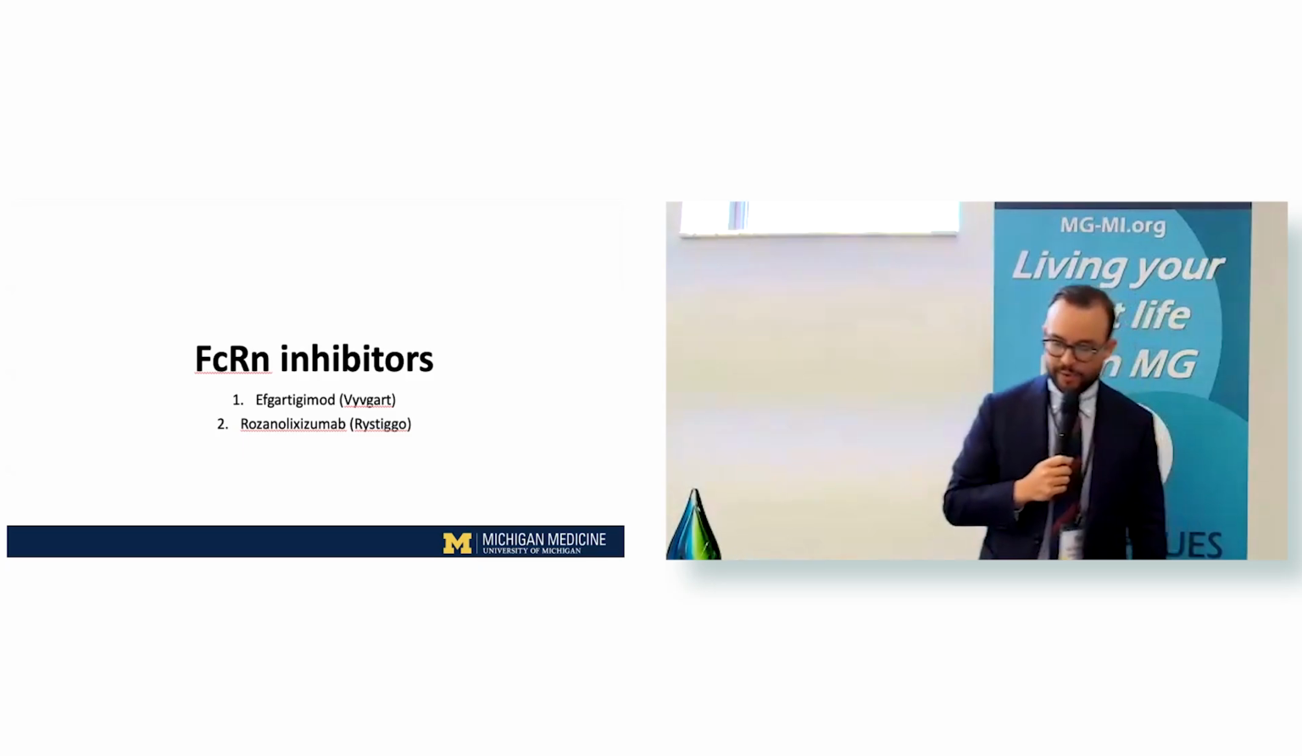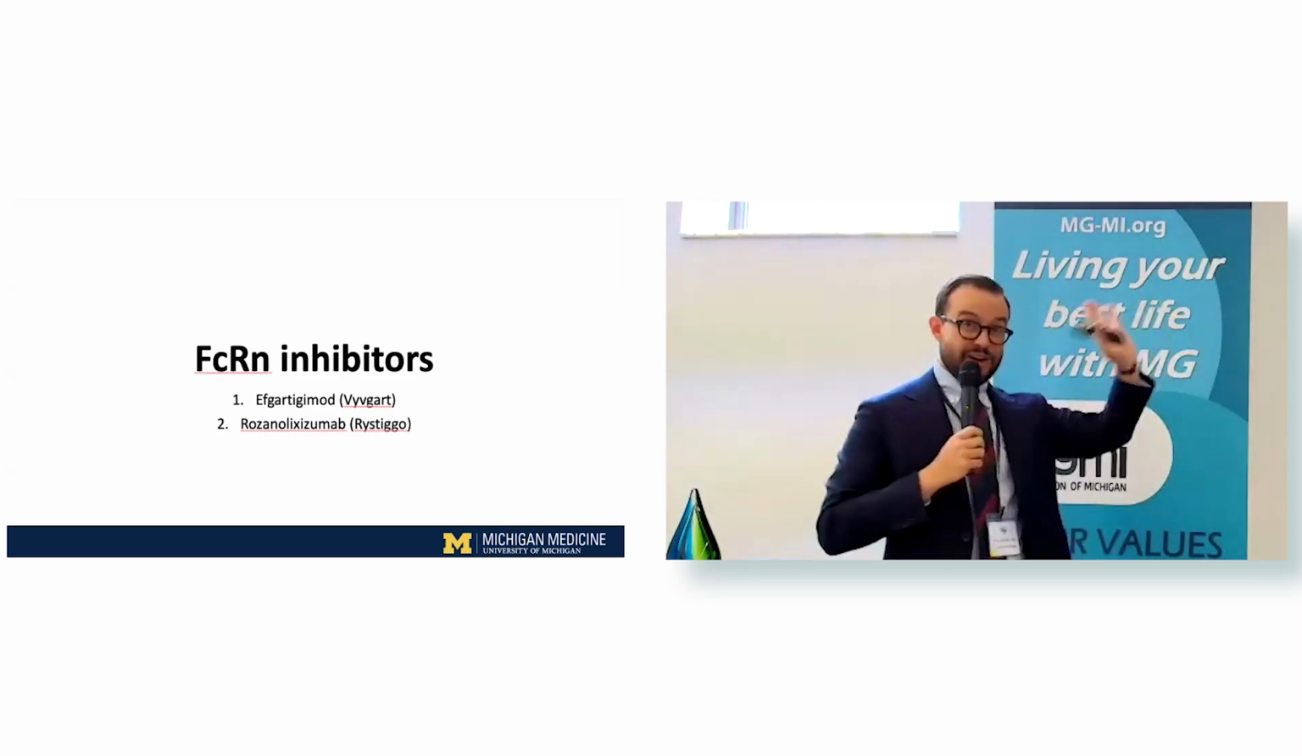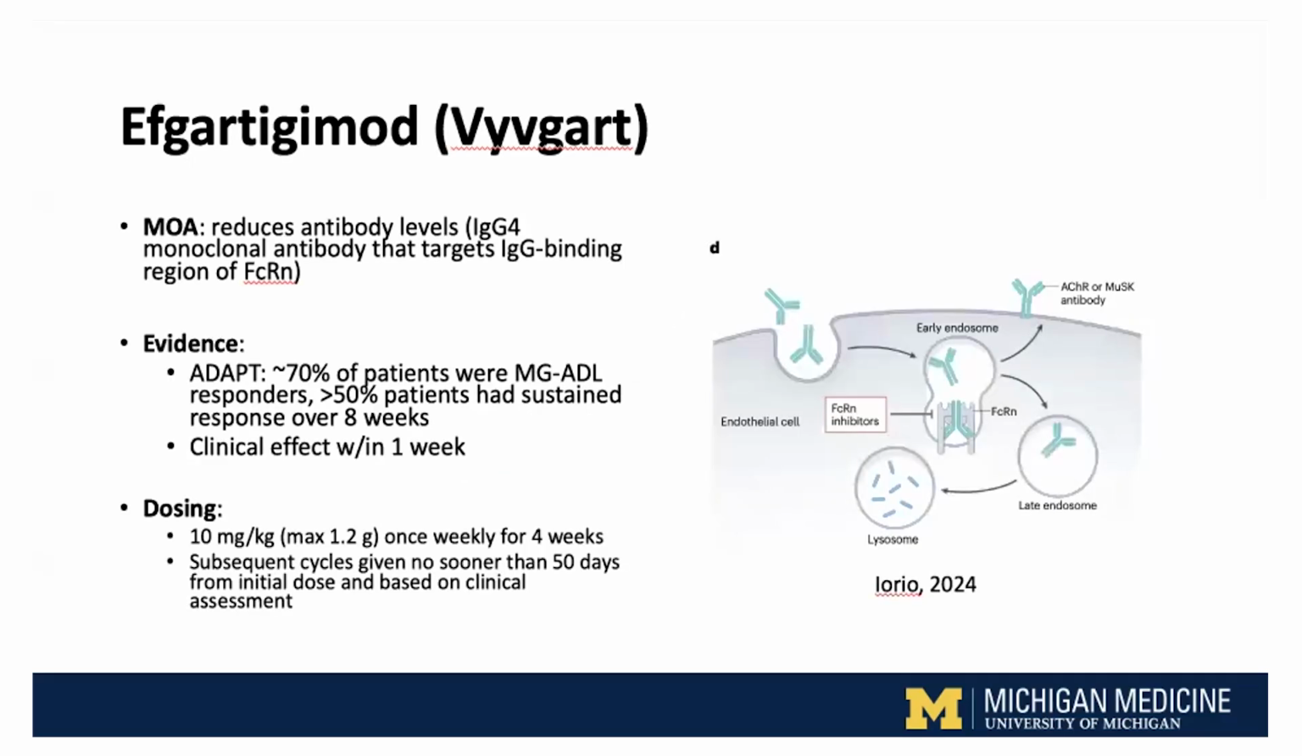The FcRn inhibitors are the next group I want to talk about. The ones that are FDA approved at the moment are efgartigimod, or Vyvgart, and rozanolixizumab. And so I'm going to talk about efgartigimod first. It does have a unique mechanism of action, and what I'll tell you is that it's essentially a more selective form of apheresis or plasma exchange.